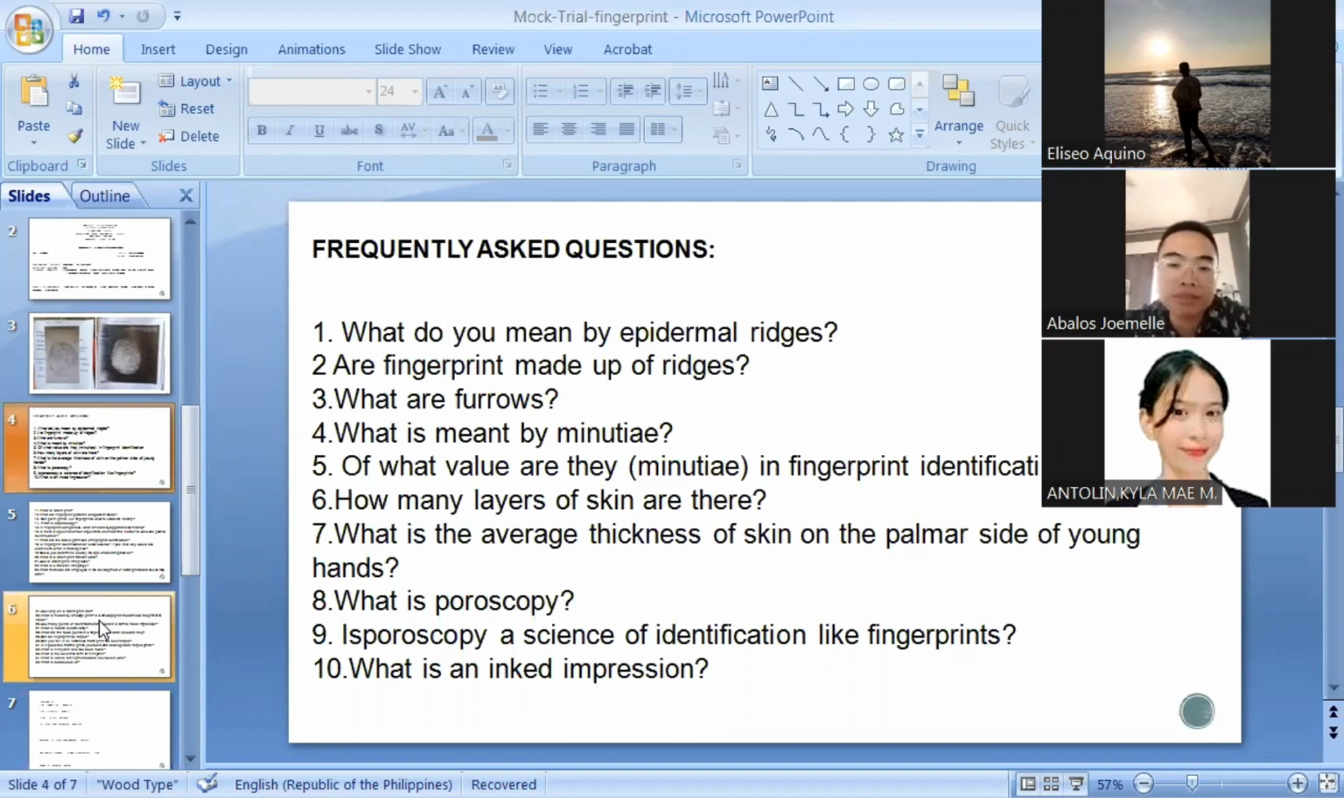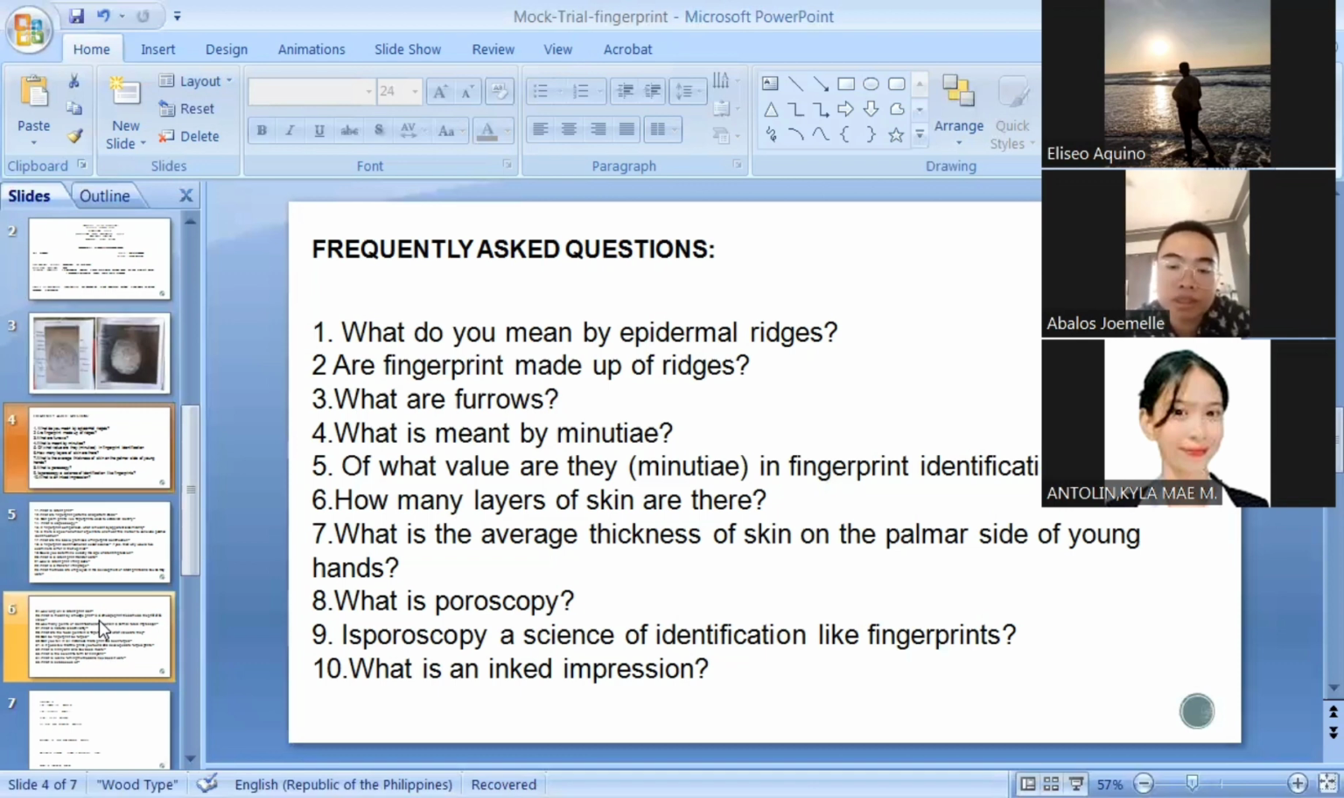What is meant by minutia? Minutia is the location of our ridge that becomes discontinued. Of what value are minutiae in fingerprint identification? The value of minutiae in fingerprint identification is that they form a pattern like bifurcation, short ridge, spurs, and many more.